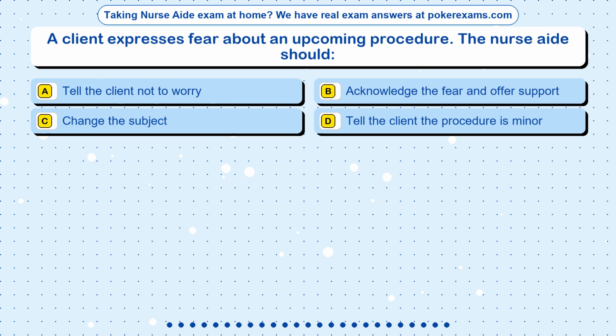Question 17. A client expresses fear about an upcoming procedure. The nurse aide should: Option A, tell the client not to worry. Option B, acknowledge the fear and offer support. Option C, change the subject. Option D, tell the client the procedure is minor.